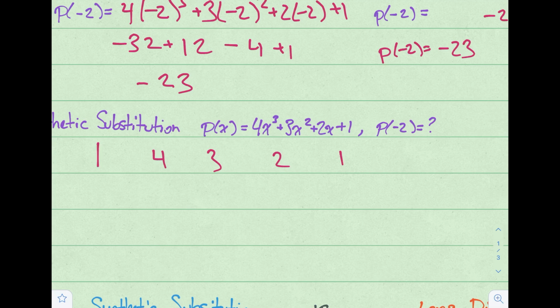In a box off to the left, I'm going to write down the number I want to plug in. I want to plug negative 2 in. As we go, we are going to add down, and we are going to take whatever term we have here, multiply it by negative 2, and move it diagonal and up one space. So 4, I have nothing to add to, so I will bring my 4 down. Now I'm going to multiply it by negative 2. 4 times negative 2 is negative 8.